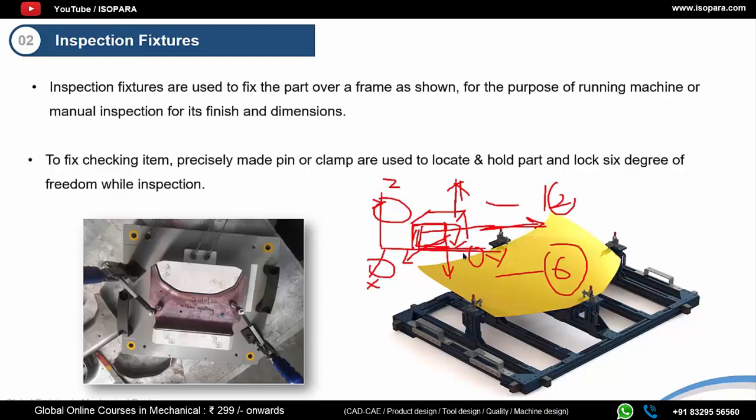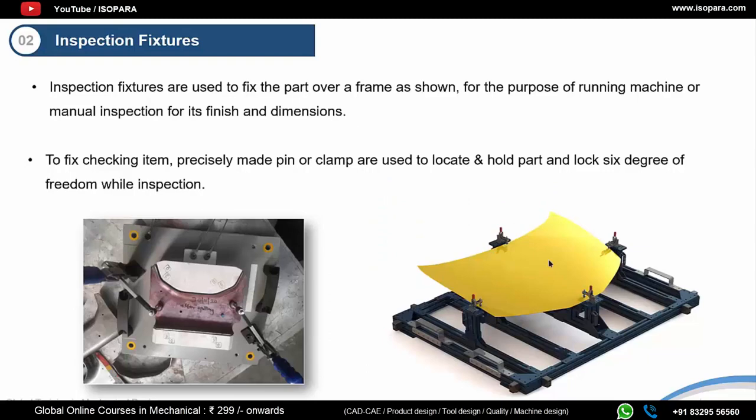That is translation along x, y and z, and rotation along x, y and z. So we have 6 degrees of freedom. These checking fixtures should be able to restrict all these degrees of freedom so that the part remains stationary or stable. Okay, so this was all about the inspection fixtures which are used to check the part and its tolerances.